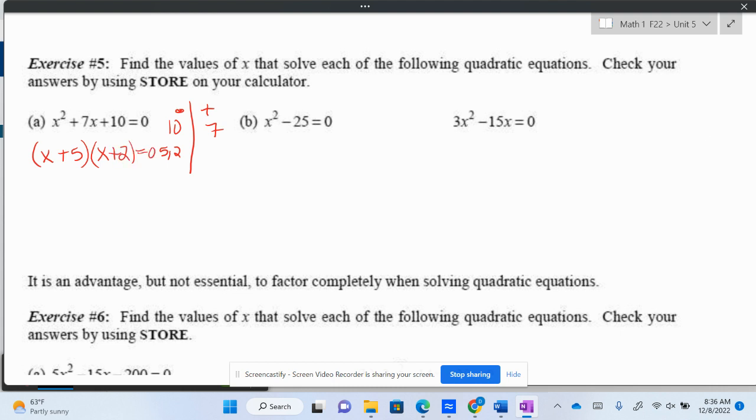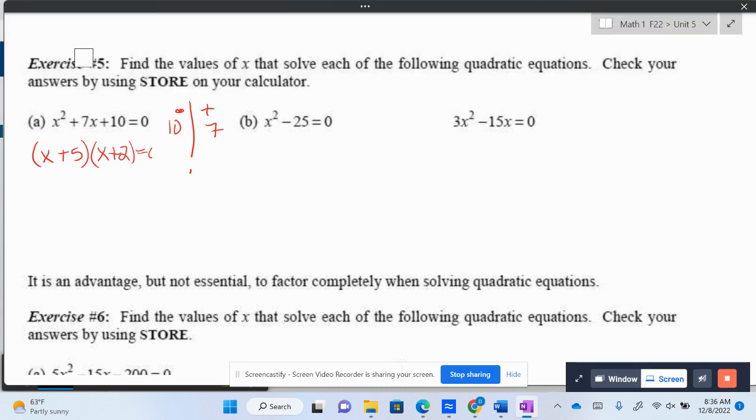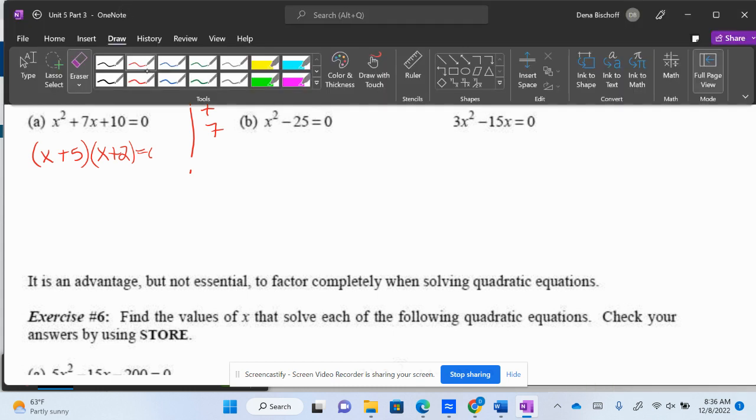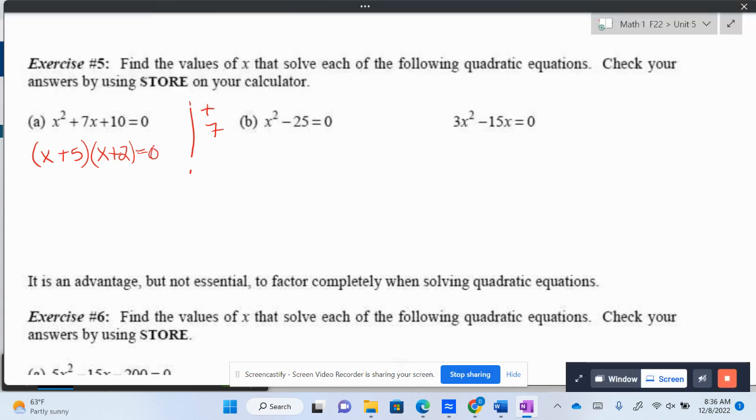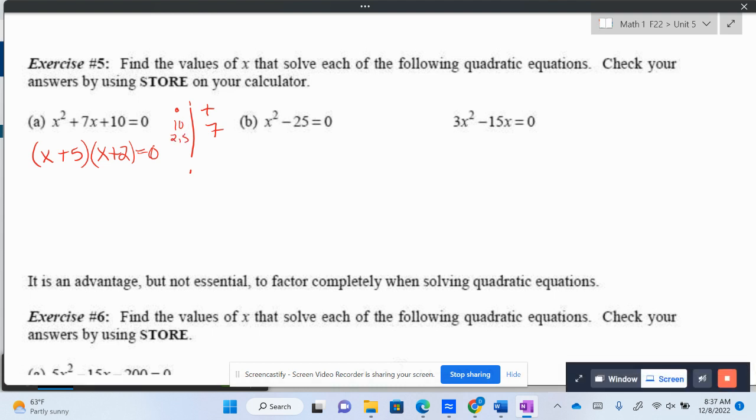So the only thing that we're doing differently is I'm just taking your quadratics that you've been working with, and I'm just saying that it equals 0 to try and lend your brain to this idea, okay? So the zero product property says that either x plus 5 equals 0 or that x plus 2 equals 0.